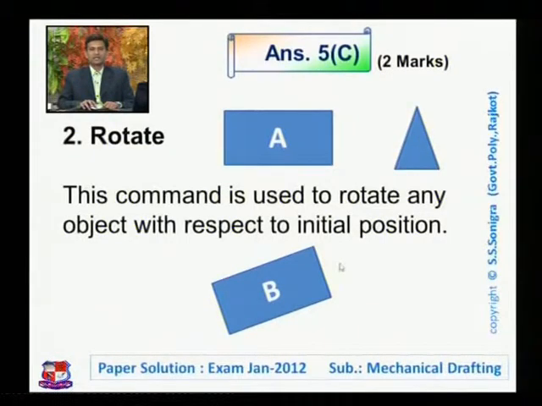Similarly, this is a triangle without rotation, and we can rotate this triangle like this. So after rotation it would appear like this. Hence rotate command can be used to rotate any object with respect to its original position, but its original position will be lost in case of rotate command.